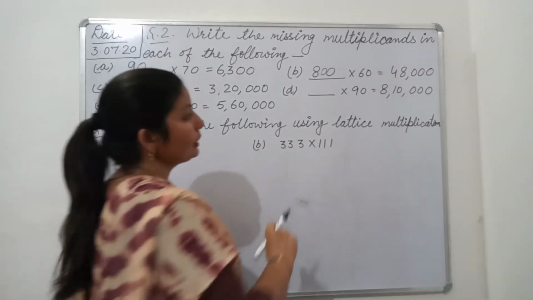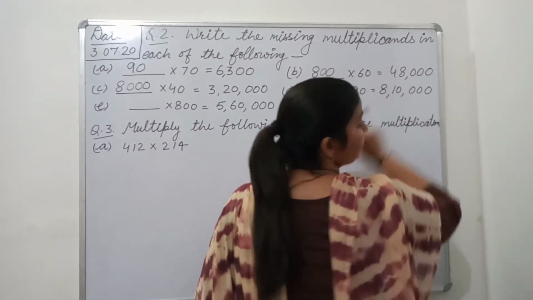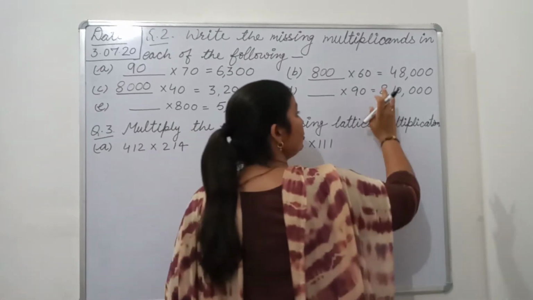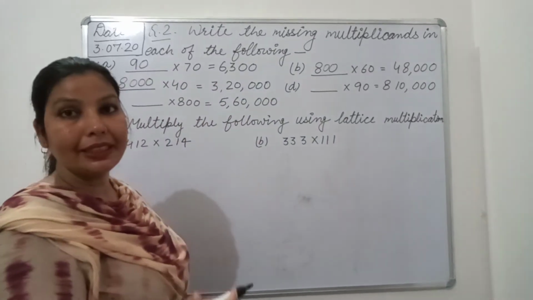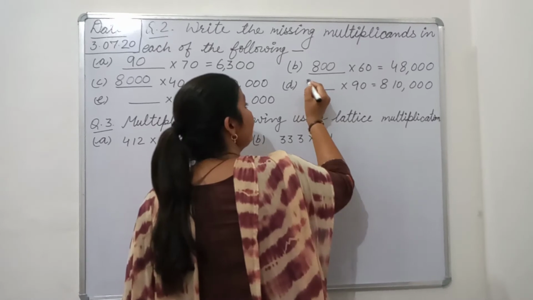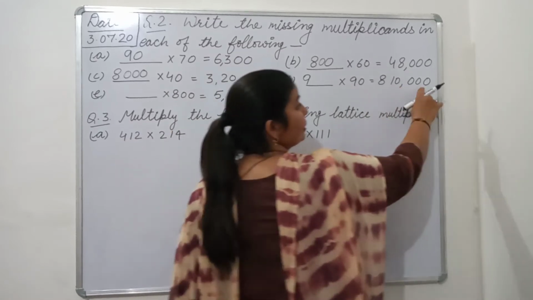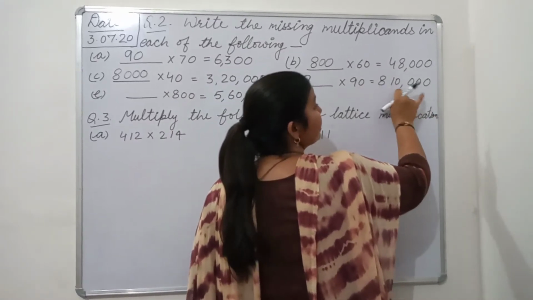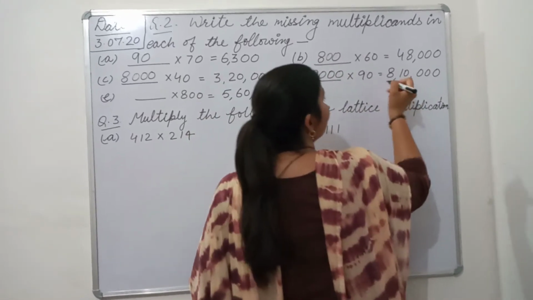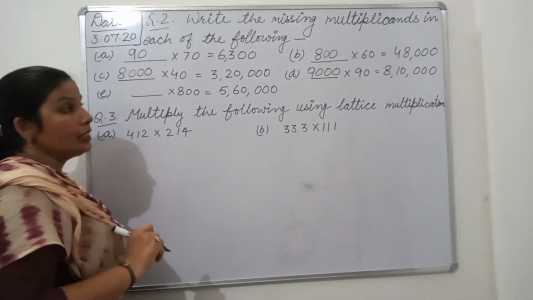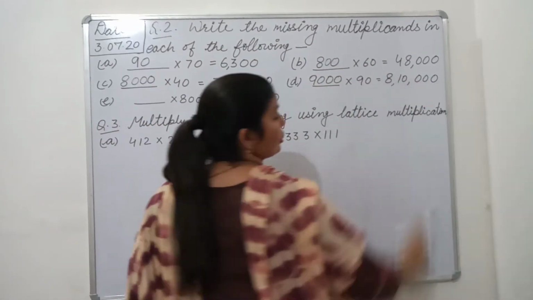Now it's the D part. Here the multiplier is 90 and the product is 8,10,000. So again we will see the non-zero product is 81. So in the 9 table, where is 81? 9 nines are 81. That means the non-zero digit will be 9. Now we will count the zeros. So 1 times 0 is there, so 1 zero is cancelled from this. Now 3 zeros are left. So we will use here 3 zeros. That means 9,000 multiplied by 90, then we get 8,10,000. Okay, you can verify your answer also: 9 nines are 81 and 4 times 0.